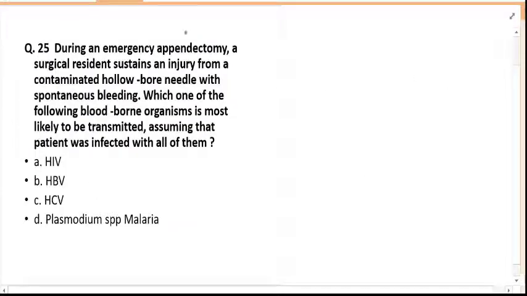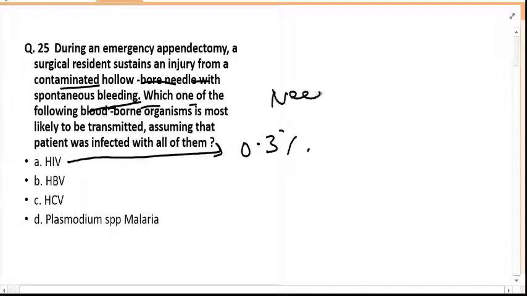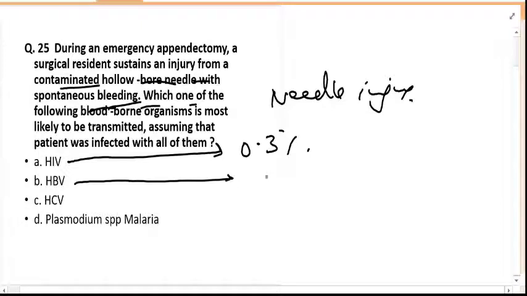Coming to question 25. During emergency appendectomy, there is a needle injury with spontaneous bleeding, which of the following is the most likely to be transmitted if the patient is infected with all of them? See, HIV, the transmission rate is 0.3%. This we are talking about the needle injury. Hepatitis B, it is 3%. And hepatitis C, it is 30%.